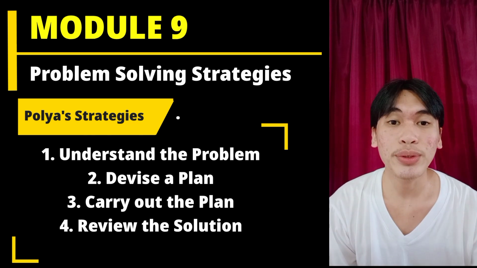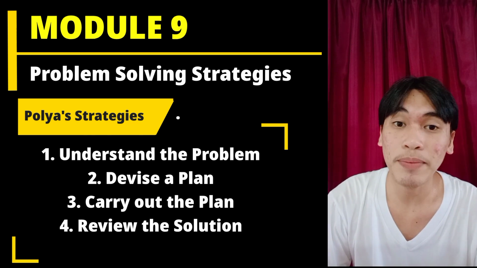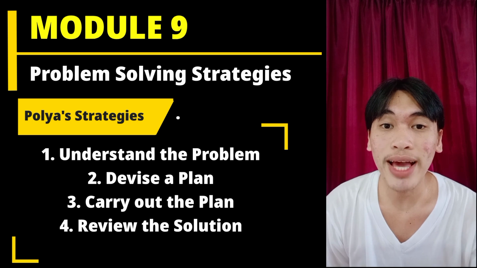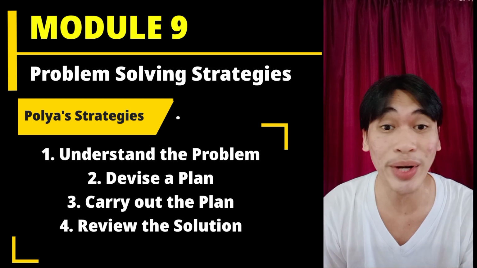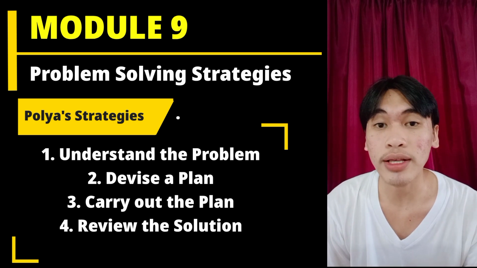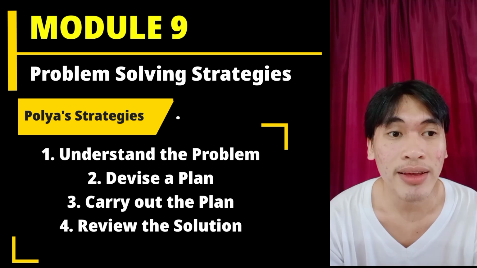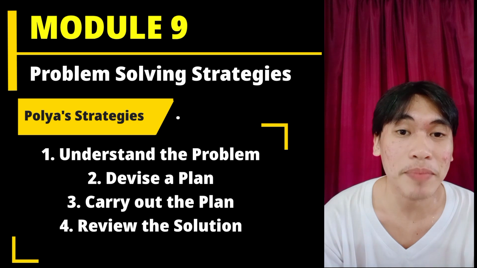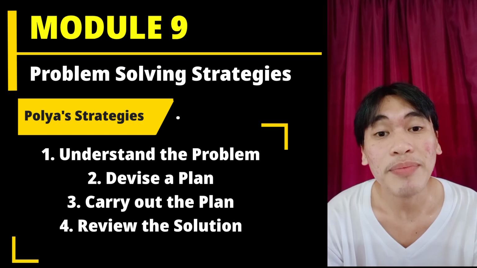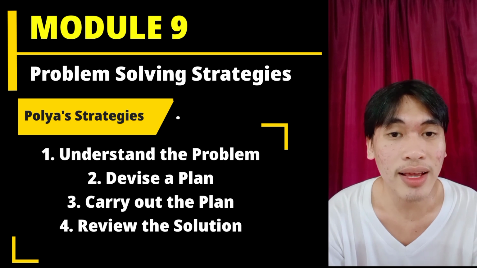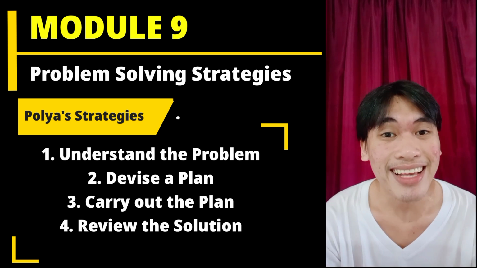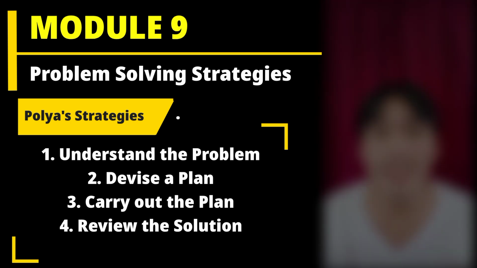So number 2 is devise a plan. If we already understand the problem and get the point of the problem, we start to devise a plan. So we must generate a plan. In making a plan, we must have something that has a formula. Yes, a formula, the sequences.